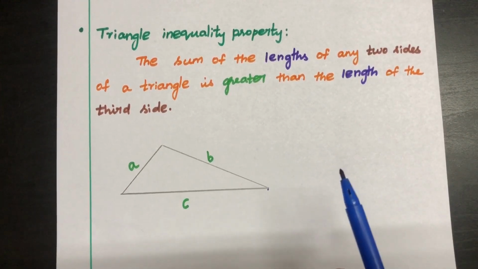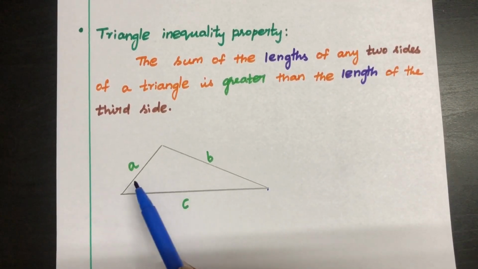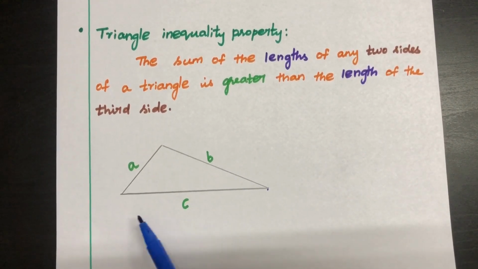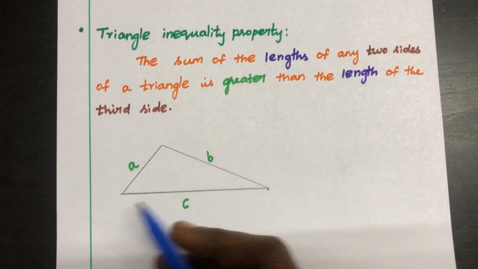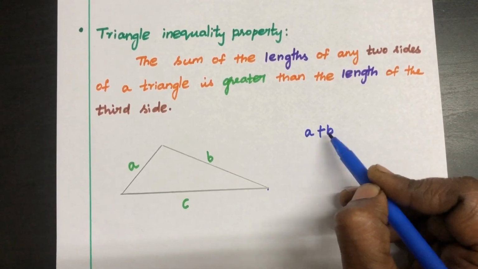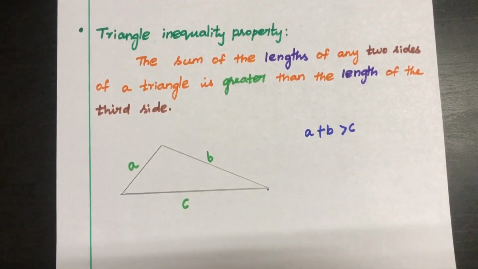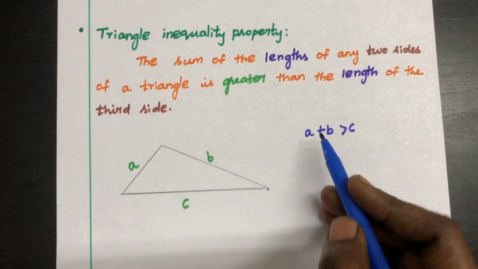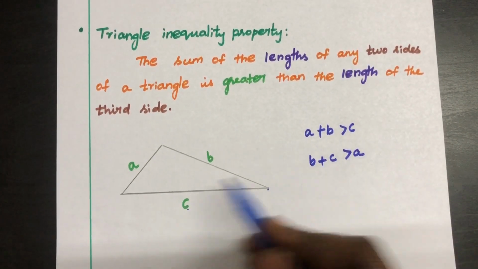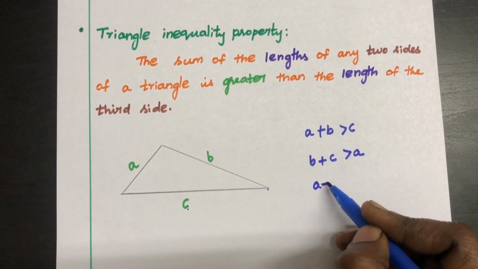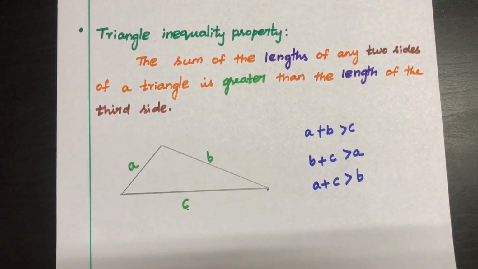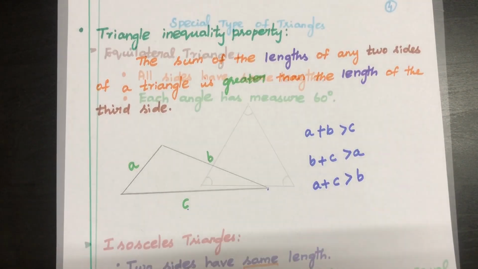The triangle inequality property states that the sum of the lengths of any two sides, if you take any two sides randomly, must be greater than the length of the third side. So I am going to take A and B. Sum of the length means I add A plus B, which is always greater than C. Similarly, B plus C must be greater than A. Likewise, if I take A and C, A plus C must be greater than B. This is the triangle inequality property. It works for all triangles.